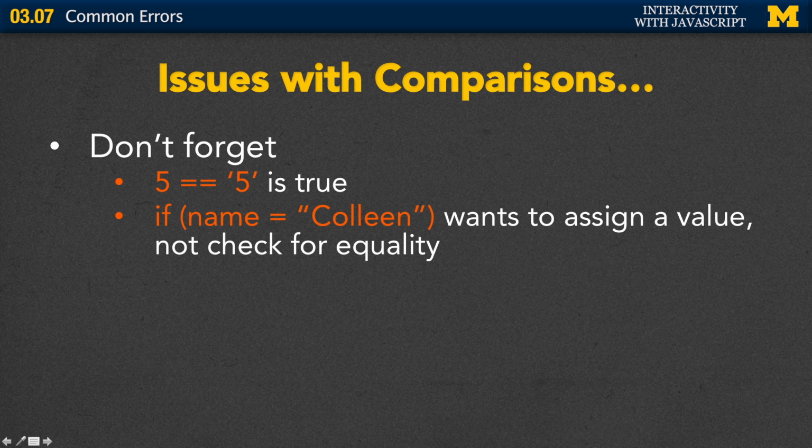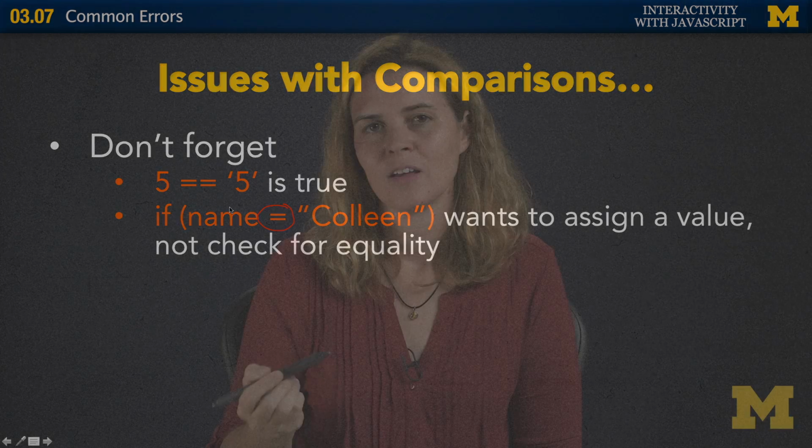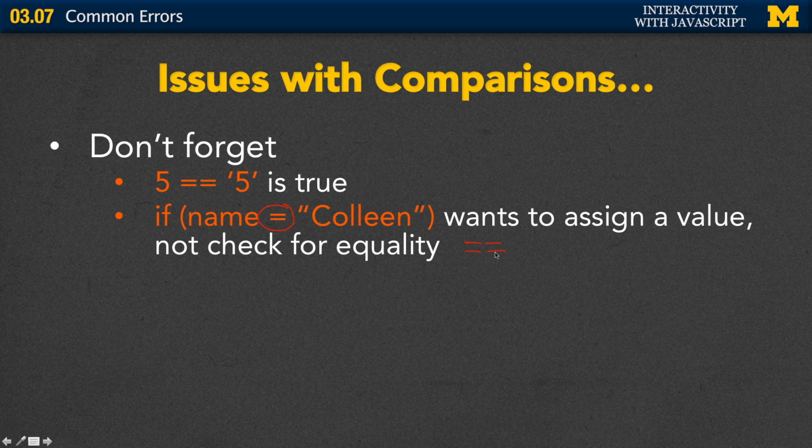Another common error is right here when people do their if statements. When you have a single equal statement to the computer, you're saying, hey, take the value Colleen and assign it into the variable name. That's not what we want to do, right? What we really want to check for is equality, and we need to use those double equals.